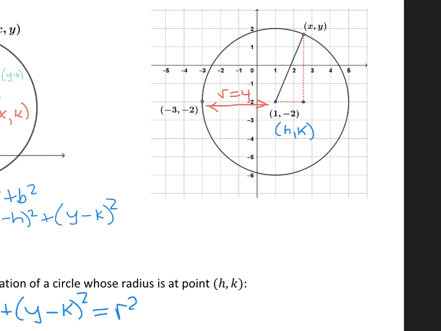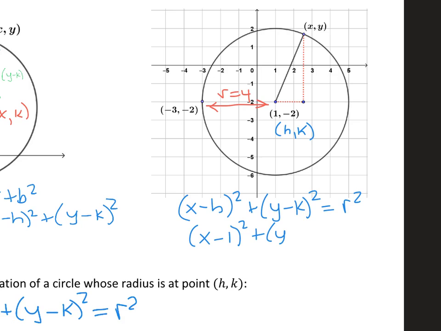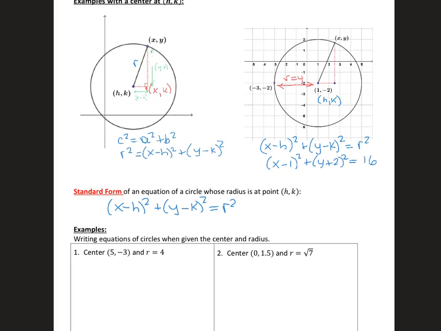So I'm going to use my formula. We've got x minus h squared plus y minus k squared equals r squared. So for this particular circle, we've got x minus 1, and we have y minus a negative 2, so that turns into plus 2. And our radius is 4. 4 squared is 16. So that's writing the equation from a graph.